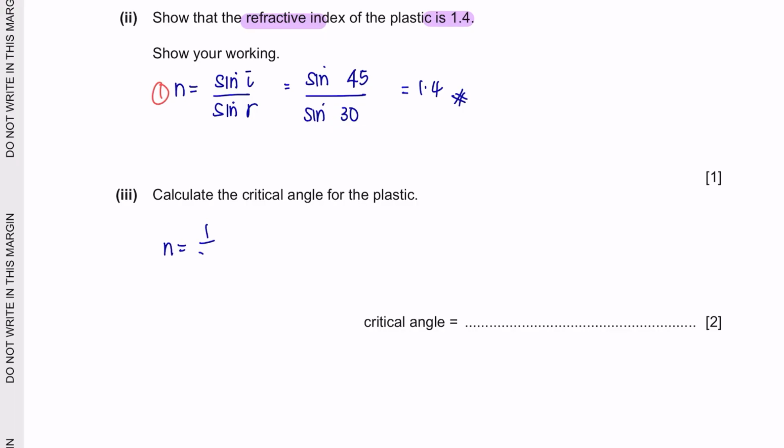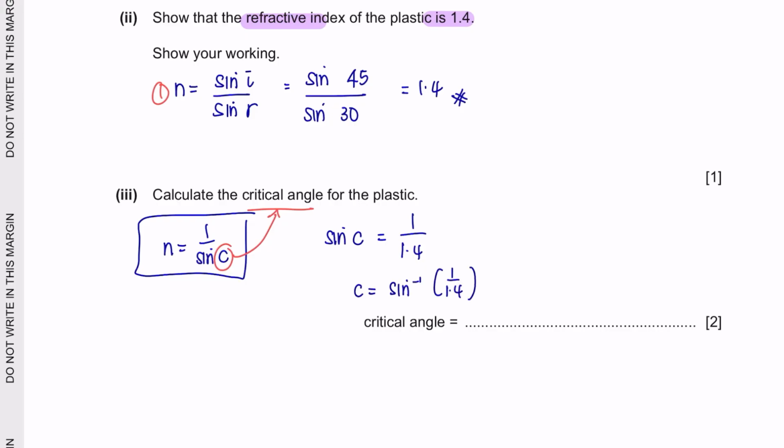Next, part 3, calculate the critical angle. So now that we have the refractive index, we can use this formula to calculate our critical angle. So sin C is 1 over 1.4. Rearranging this, we can just put it in our calculator. You will get 45.58, which to 2 significant figures would be 46 degrees.